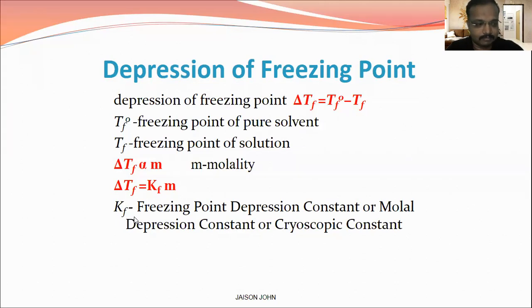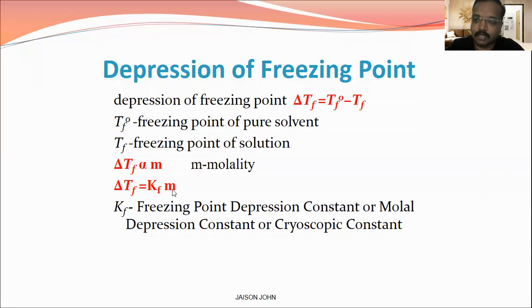There is a table given in the NCERT textbook, just have a look into it. The already calculated value will be given. I'm asking what is KF, from where KF came. KF is the proportionality constant, and it is also called a freezing point depression constant, or a molal depression constant, or a cryoscopic constant.